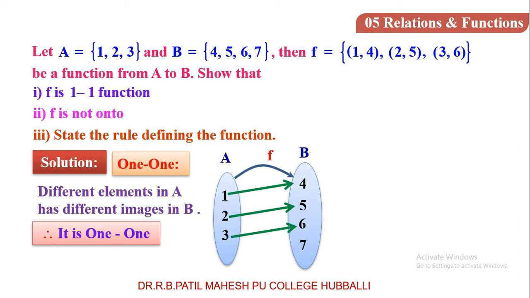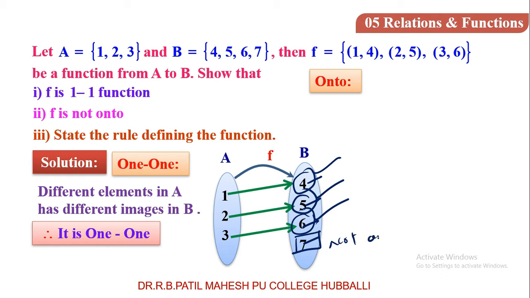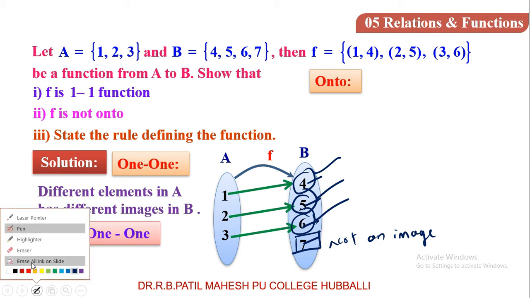Very simple. Second, onto. Dear students, the definition of onto says each element should be the image of some element from the set A. Here, what happened? 4 is the image. Okay. 5 is also the image. Yes. 6 is also the image. Yes. But this 7 is not an image of any element in the set A. Therefore, this function is not an onto function.